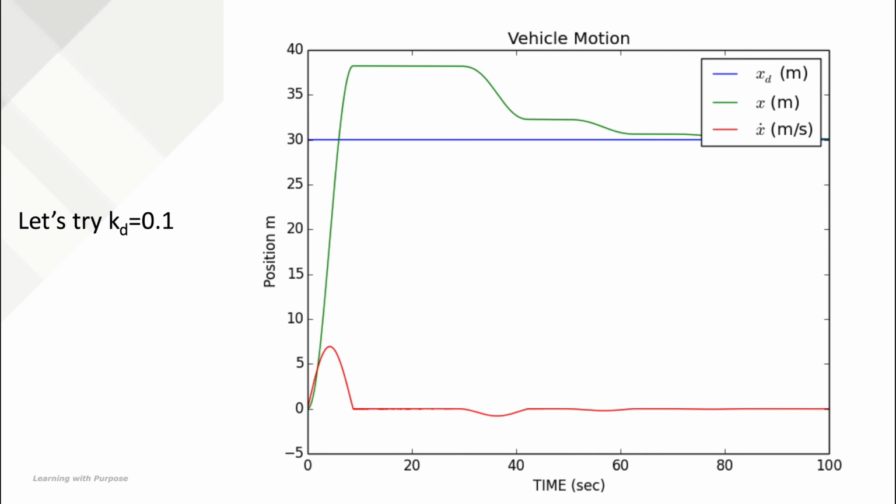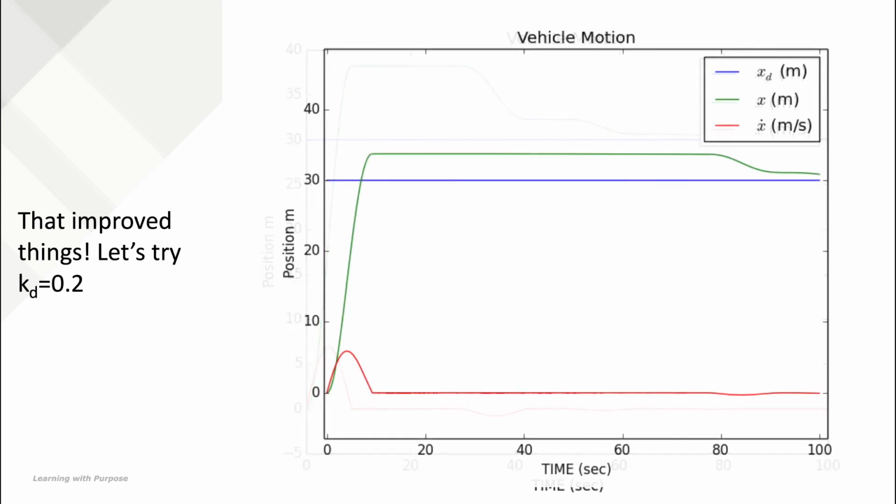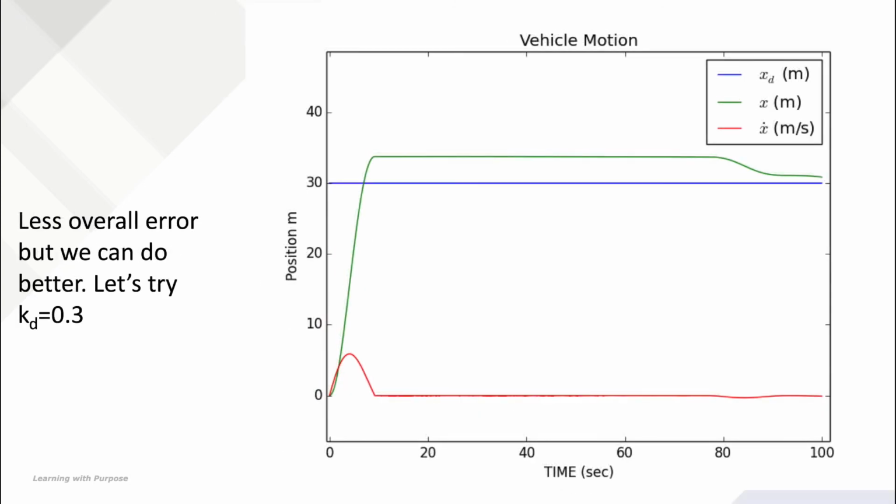What happens here? Well, we reduce our maximum error a bit, so instead of being about 44 before, now it's more like 38 or so. We're on the right track. Let's try increasing that a little bit more. That's even better. We're back a little bit more like we were after just the proportional.